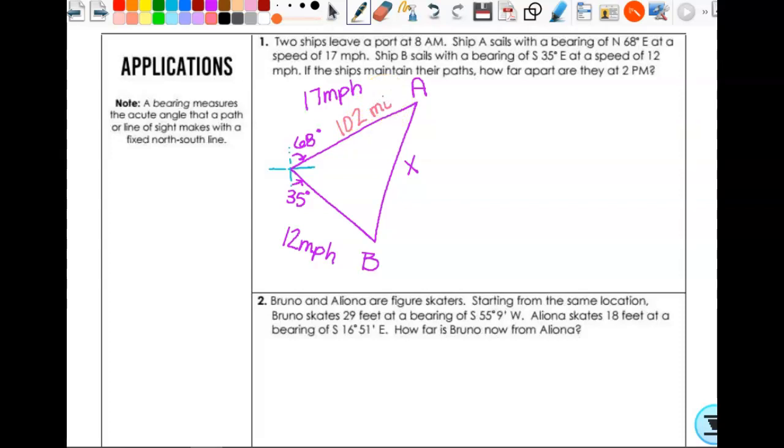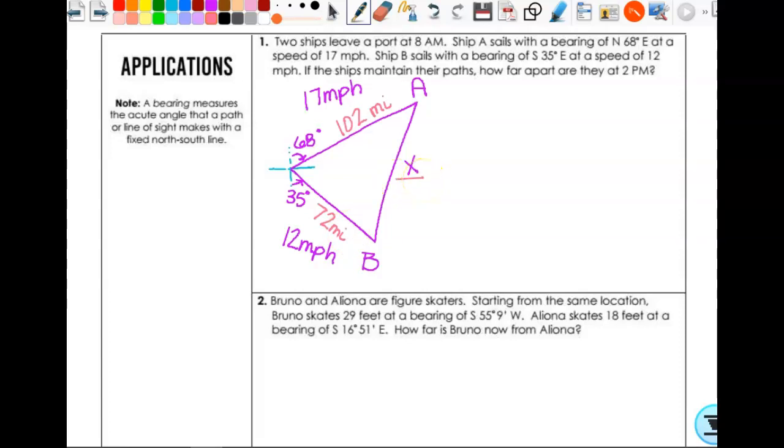Ship B is only sailing at 12 miles per hour. 12 miles per hour for 6 hours is how far? 72. 72 miles. So I have 102 miles, 72 miles. I'm looking for this distance.